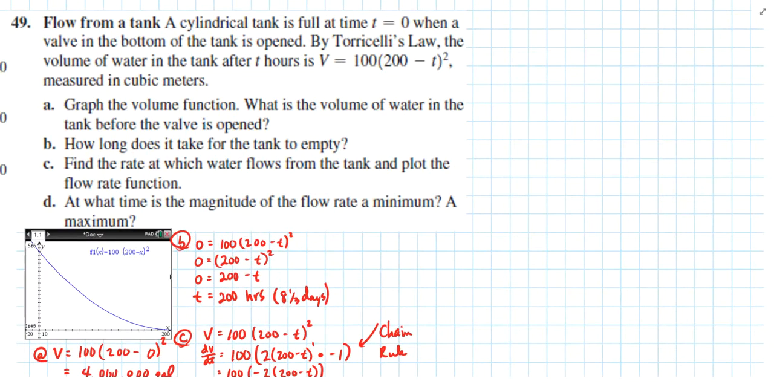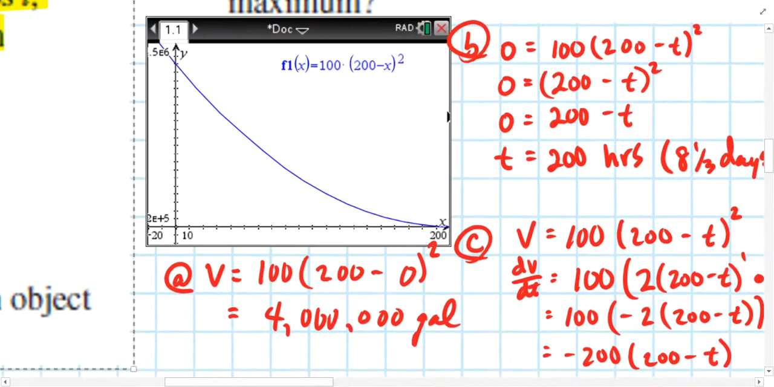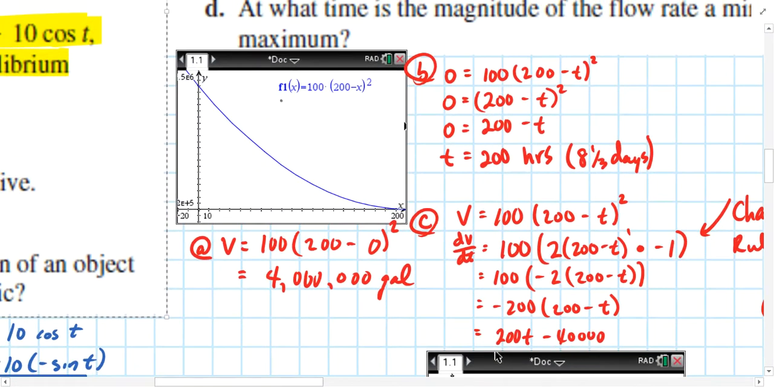So in question number 49, we've got a cylindrical tank that's full at time 0. When the valve in the bottom of the tank is opened, by Torricelli's law, the volume of the water is represented by this particular function. So I used the Desmos calculator to graph this function, and that's it down here.